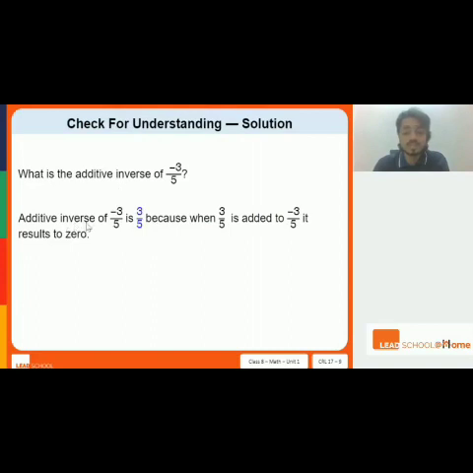Additive inverse of negative 3 by 5 is 3 by 5, the opposite rational number, because when 3 by 5 is added to negative 3 by 5, it results in 0. In this way we can find the additive inverse of any number. The additive inverse is the number which when added to the number gives us the answer 0.